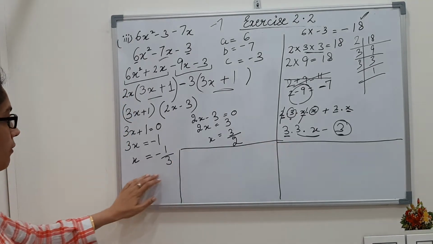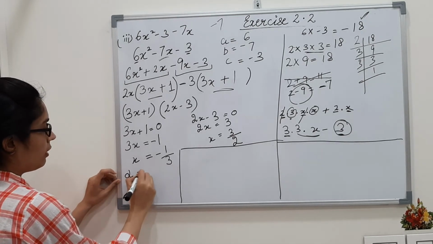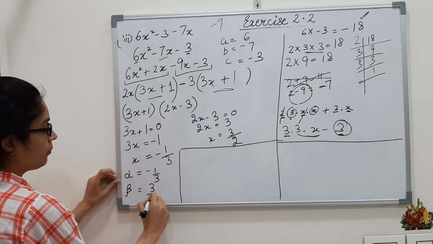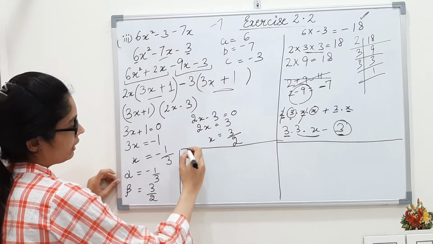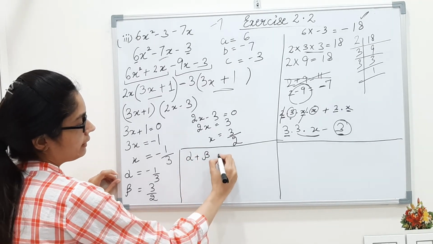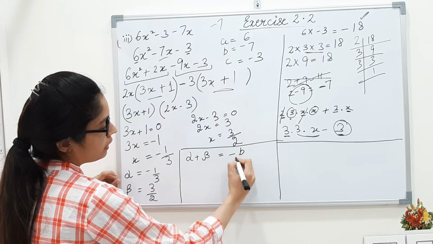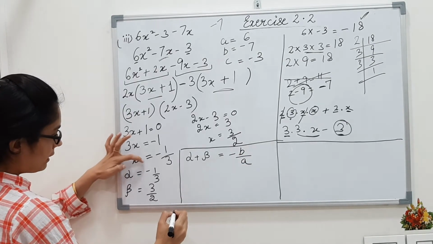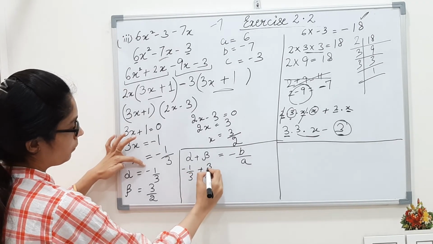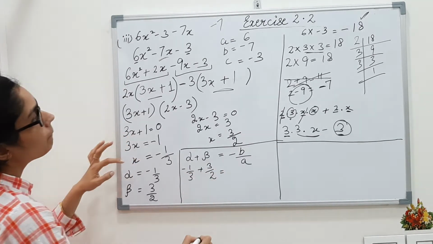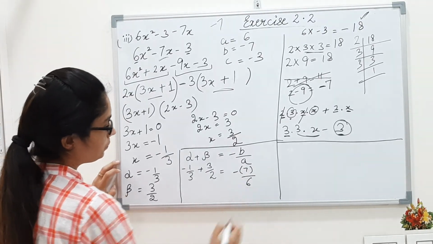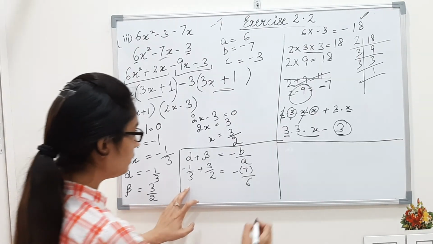So 2 zeros we have found. Our alpha is minus 1 by 3 and beta is 3 by 2. Same thing we'll do to verify the zeros. First we will do the sum of zeros. Alpha plus beta is equal to minus b upon a, where alpha is minus 1 by 3, beta is 3 by 2, b is minus 7, so minus of minus 7, and a is 6. So we'll solve this.